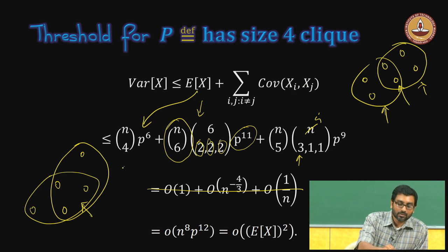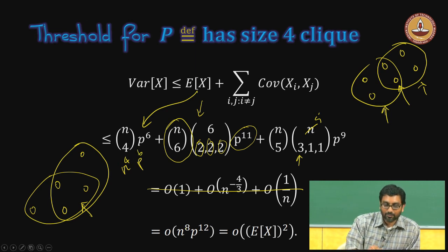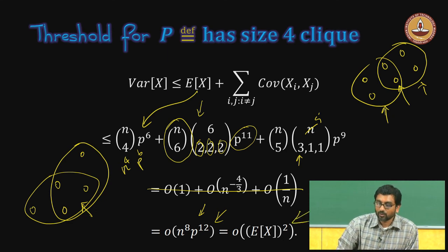Here this is going to be an n to the 4 p to the 6, and that is clearly little o of n to the 8 p to the 12. Then this is going to be an n to the 6 p to the 11, again little o of n to the 8 p to the 12. This is going to be an n to the 5 p to the 9, again little o of n to the 8 p to the 12. So, you get little o of expectation of x the whole square, which is exactly what we wanted to show.